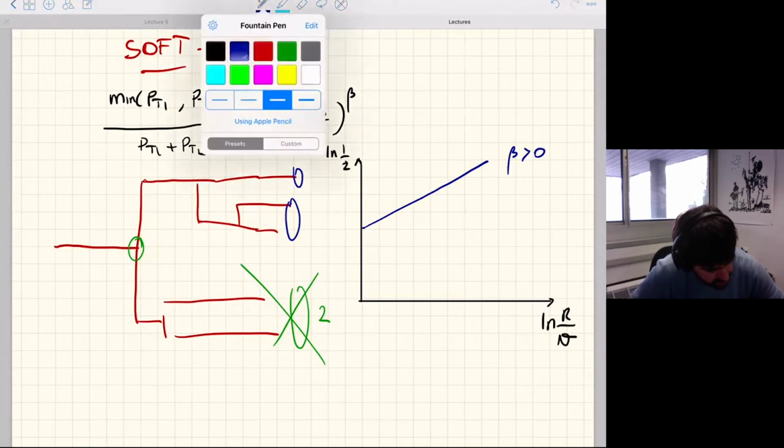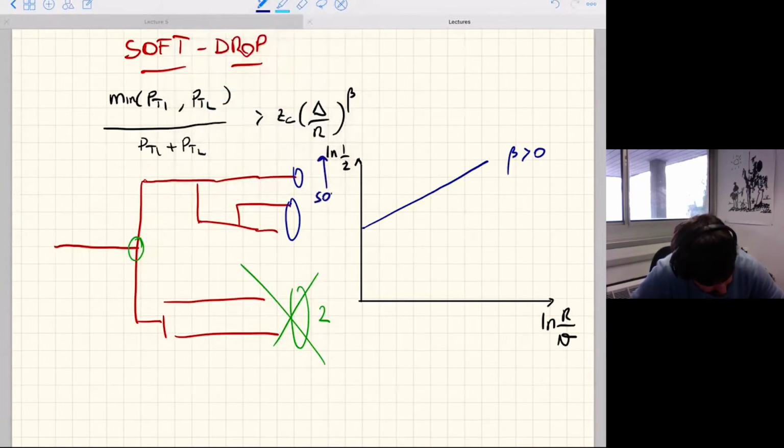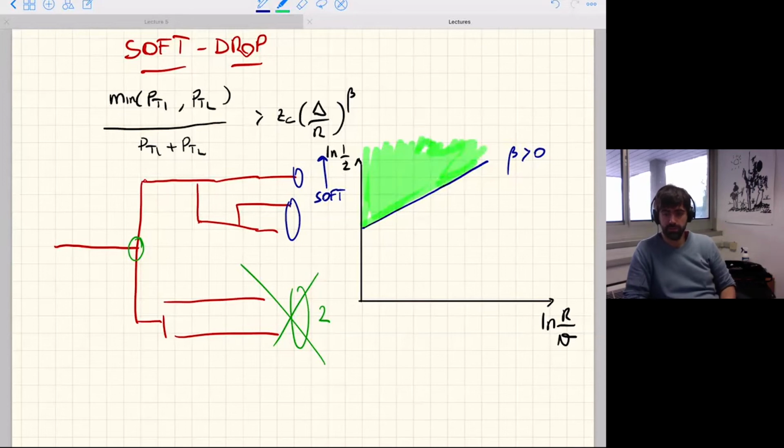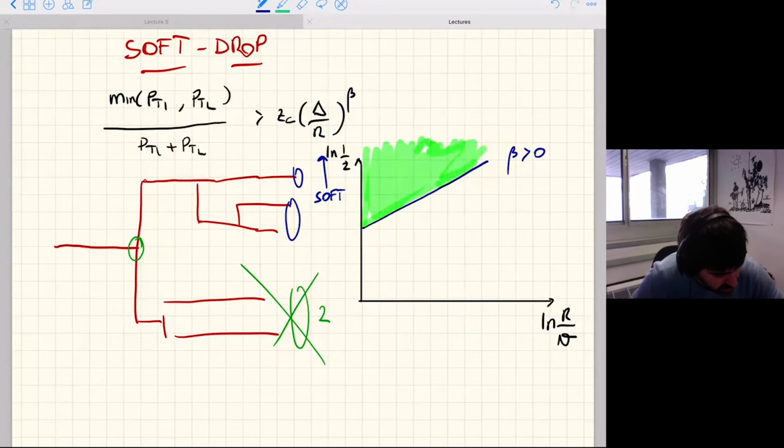And what soft drop does, remember, in the Lund plane, this region here is soft. And indeed, what soft drop does, it removes in a safe way from the jet this area. So emissions in the jet that happen here are groomed away. And by the way, you can even lower beta, you can have beta equals 0, this would be something like that, and you can have also negative beta.